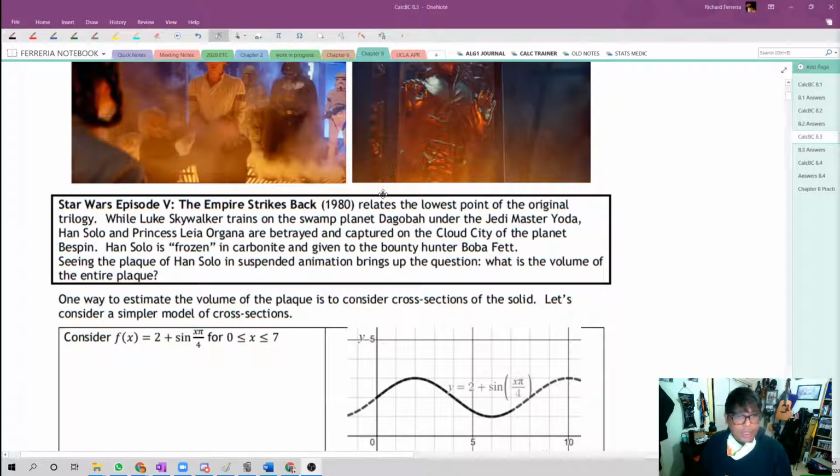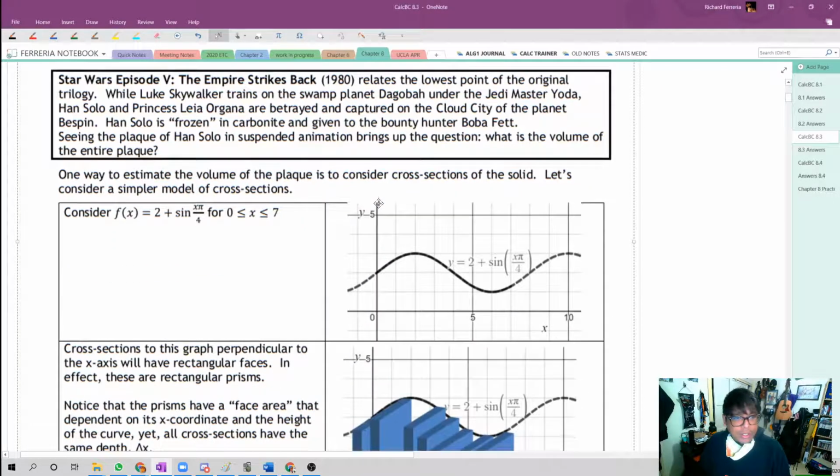So what we're going to do is get something that kind of looks like that, and try and find the volume of it. We're going to look at a method called cross sections. We're going to start with this function right here, y equals 2 plus sine of x pi over 4, which I guess you can argue kind of looks like Han Solo in there. Not exactly, of course. And we're going to go from x equals 0 to 7. I imagine that's going to be in feet.